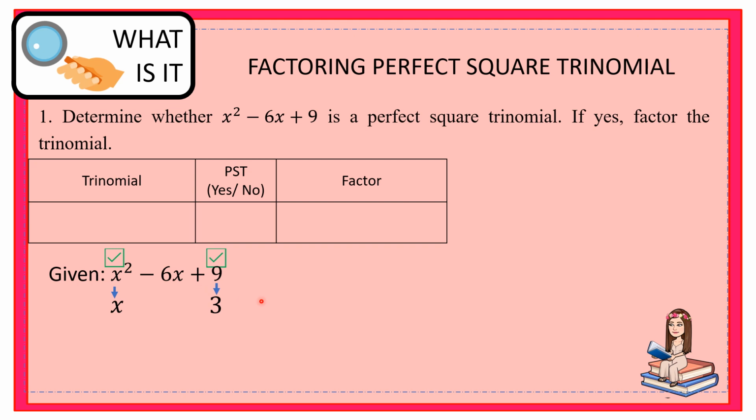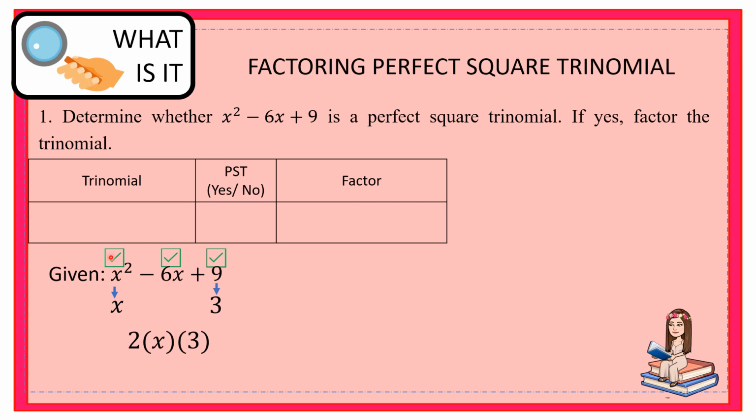Then, dalawang check na tayo. Now, let's do twice. So, always 2 times the first square root times the second square root. Let us check. 2 times x is 2x. Times 3 is 6x. Kung nahihirapan, multiply mo muna yung mga numbers. 2 times 3, that is 6. Times x, so that is 6x. Now, nagmatch ba yung 6x dito sa second term? Nagmatch? Parehas ba? Yes. So, that is check.